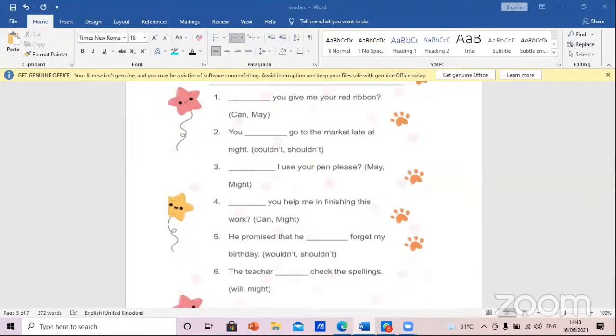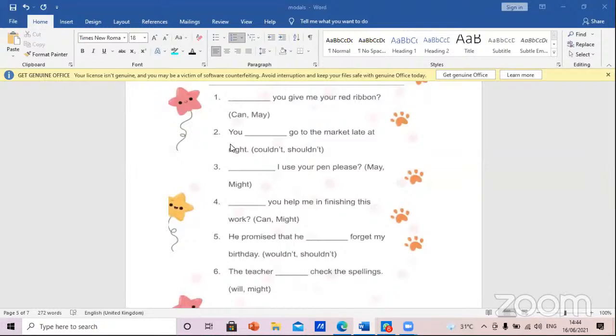So we are going to use can and may, and have a look. Can you give me your red ribbon? Or else, may you give me your red ribbon? You may feel what is the most suitable one. Yes, very good. Yes, can. I got the answer in the chat box. Can, yes. Can you give me? I request you. Can you give me your red ribbon?